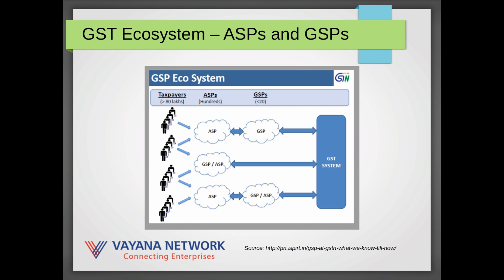So this is how the various layering works. As you can see in this diagram, in most cases the taxpayers will interact with the ASP, who in turn interacts with the GSP, who in turn interacts with the GSTN. And some offerings might be combined GSP and ASP offerings, so there could be a bit of a difference in how this all gets structured.